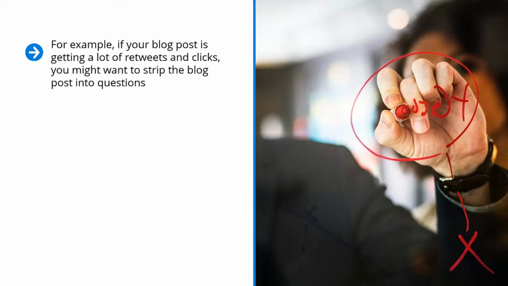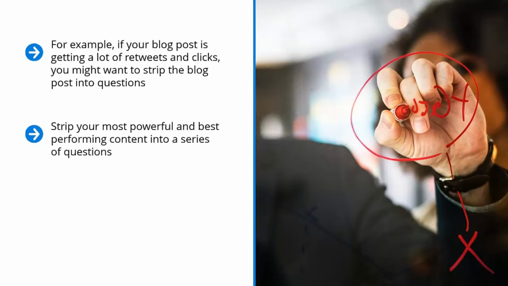For example, if your blog post is getting a lot of retweets and clicks, you might want to strip the blog post into questions. This isn't all that hard because if you look at any type of content, it consists of answers to questions. The questions may not be obvious. The questions may not be plainly stated, but the content is meant to address certain concerns. These concerns can be reworded into questions. Strip your most powerful and best performing content into a series of questions. Each question then is linked to the article or blog post that answers it.